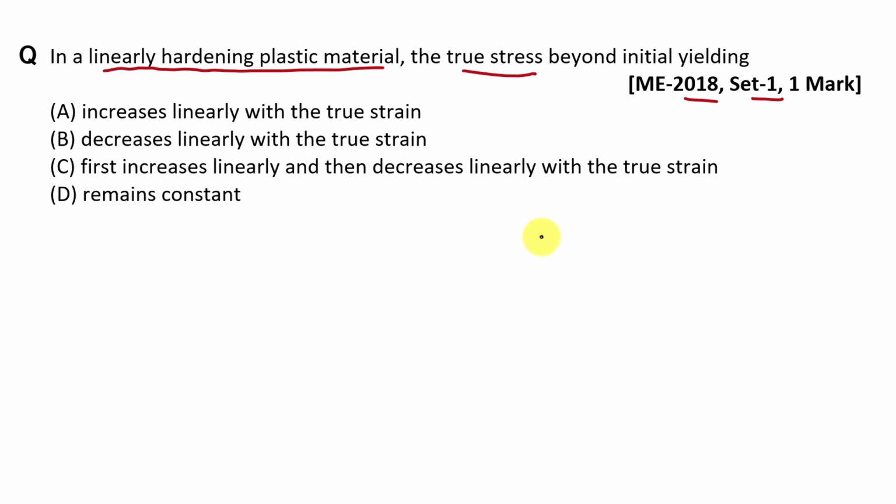Here you have to remember the stress strain curve for linearly hardening plastic material. It is an inclined line like this, and then it is like this. From this diagram you can see that this is the initial yielding of this material, right? And beyond the initial yielding you can see that true stress increases linearly with the true strain, right? So here our answer will be option A. Here you have to remember this diagram. This question is for 1 mark.